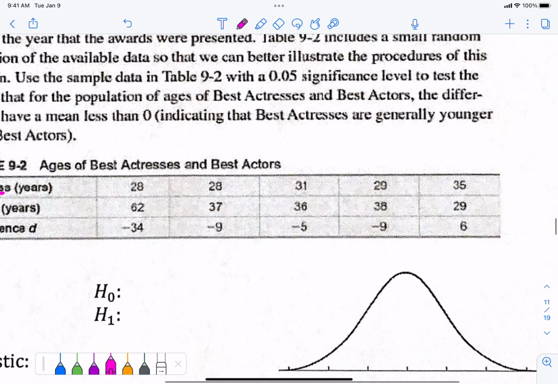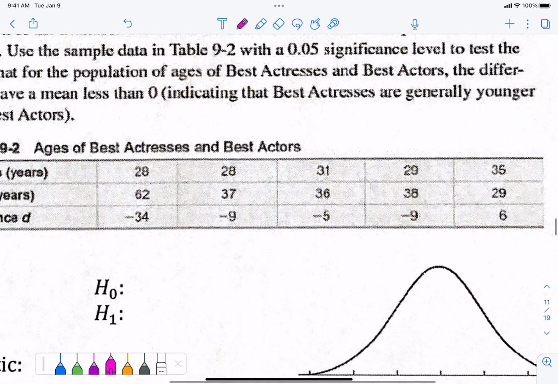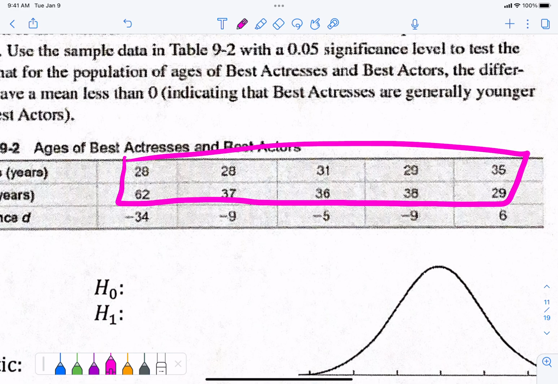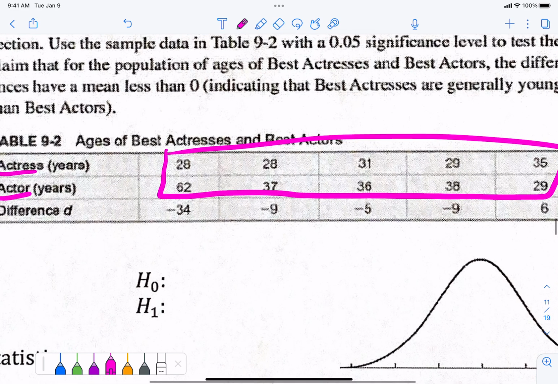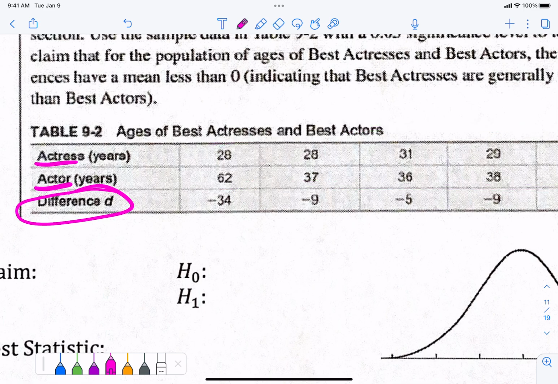All right, so we've got this data going on here. Because they are matched, this is the data set that it gives to me. They give me the ages for our best actors and best actresses, okay? When there are matched pairs, we're going to subtract the two. So first thing we do is take the top one minus the bottom one. So 28 minus 62 is negative 34. That's how they get this number.